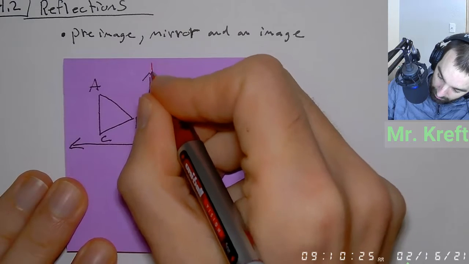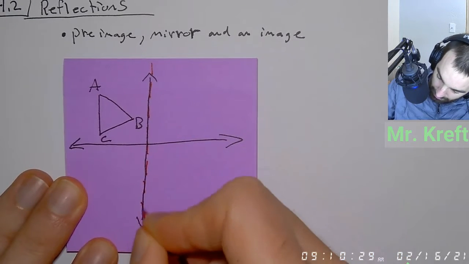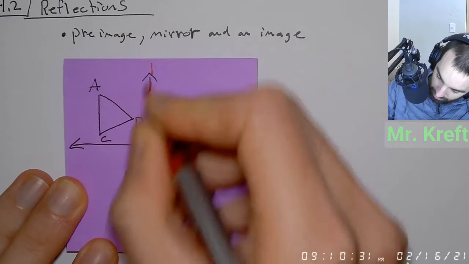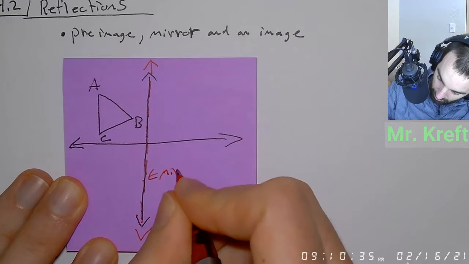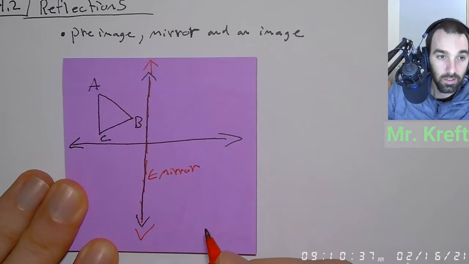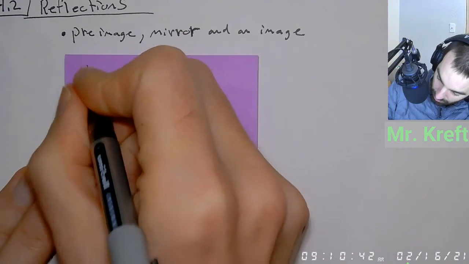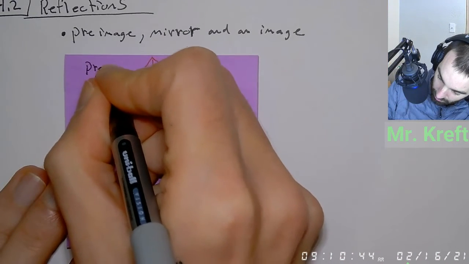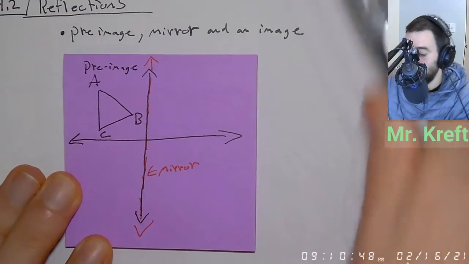So what I'm going to do is reflect it. In this red pen, I'm going to make a dashed line. And this dashed line, this is my mirror. And what we want to get, right? So this is my pre-image. I want to get my image.